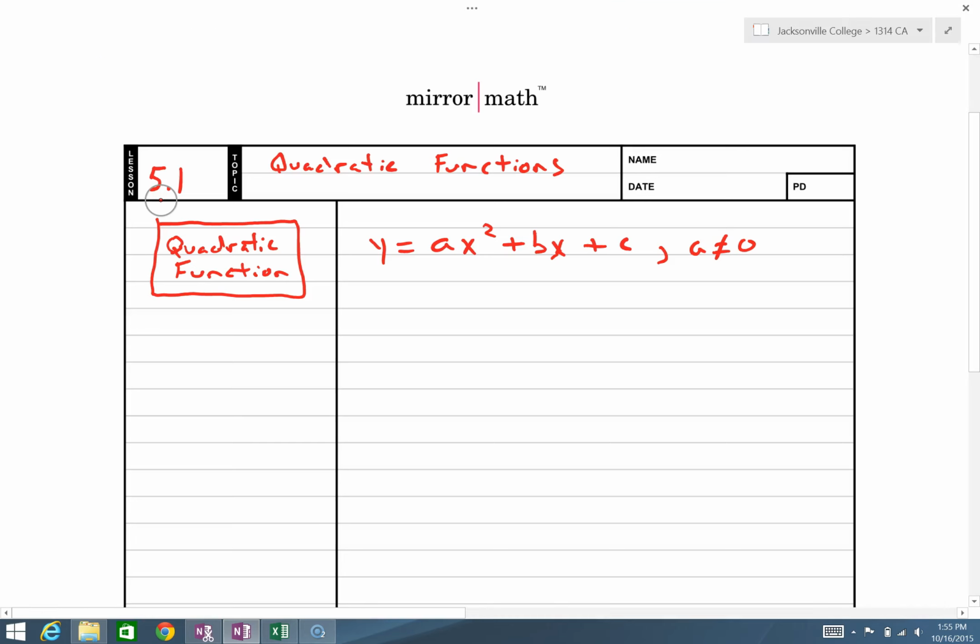In this video we'll be looking at Chapter 5, Section 1, Quadratic Functions. A quadratic function is a function in the form y equals ax squared plus bx plus c, where a is not equal to 0. This ax squared term is called the quadratic term. This bx term is called the linear term. And this c is the constant.